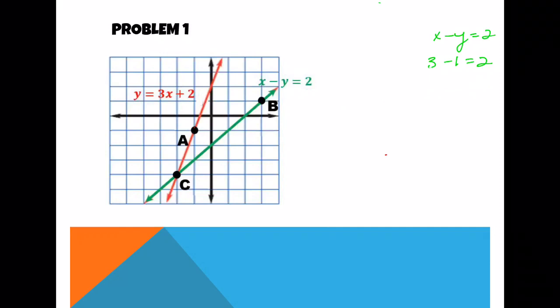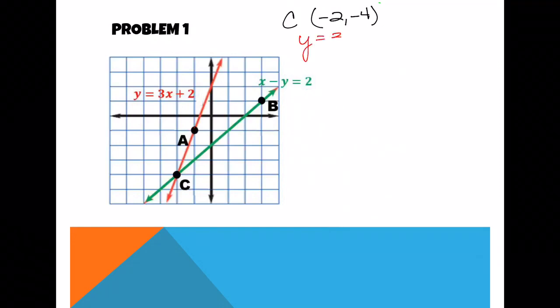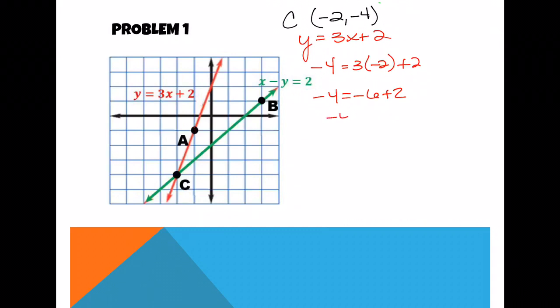So I want you to pause the video, and I would like you to substitute in whatever the ordered pair C is, substitute in those values to both of the equations and see what you come up with. Okay, so the point C is the ordered pair (-2, -4). If we substitute that into the red equation, y equals 3x plus 2, we will get -4 equals 3 times -2 plus 2, or -4 equals -6 plus 2. That's -4 equals -4. So that checks out. It is a solution to the red line, or y equals 3x plus 2.